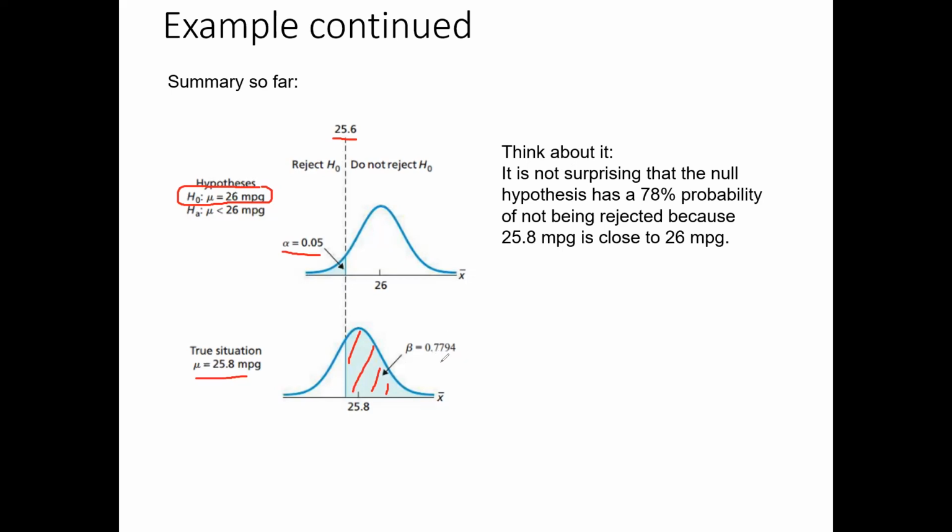And that's the probability of a type 2 error, because remember, if we have any value on the x-axis for a sample in here, we're not going to reject that it's 26 miles per gallon, but the truth was it was 25.8. Now you may say, okay, that's a pretty high probability, but if you think about it, it's not surprising because 25.8 is really close to 26. So it would be really hard to tell it apart.